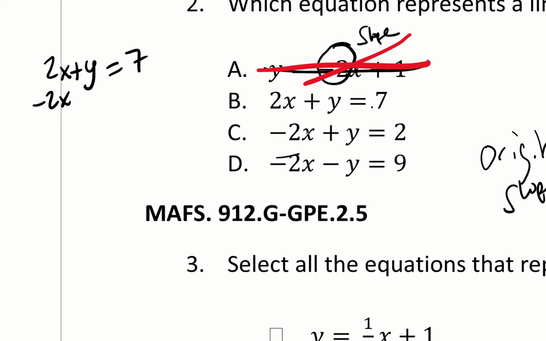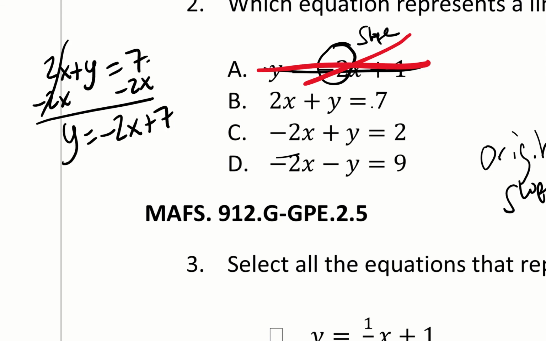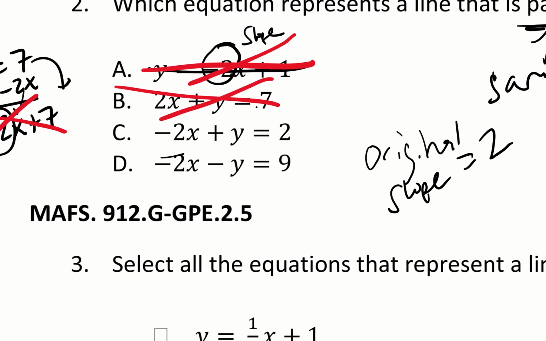So we'll subtract 2x on both sides. We get y equals -2x plus 7. We move the 7 over down, and then the -2x goes first. The slope here is -2, so this is incorrect. We don't want this to be -2. We want it to be +2.